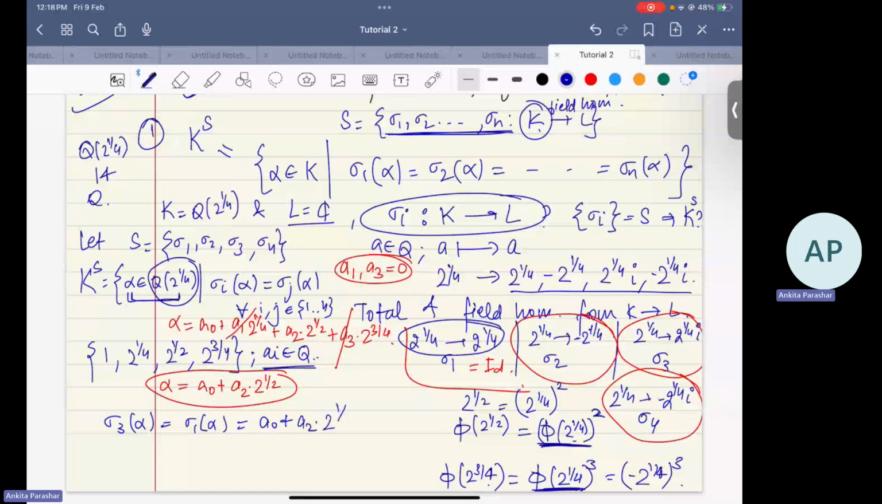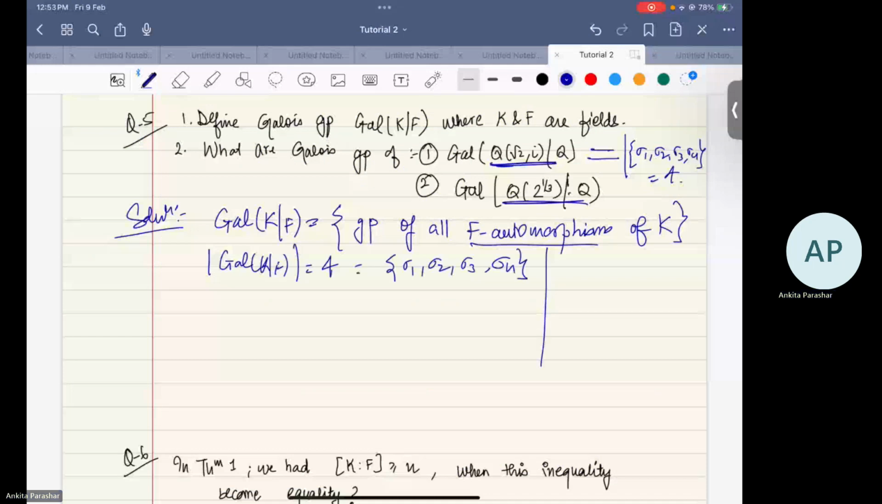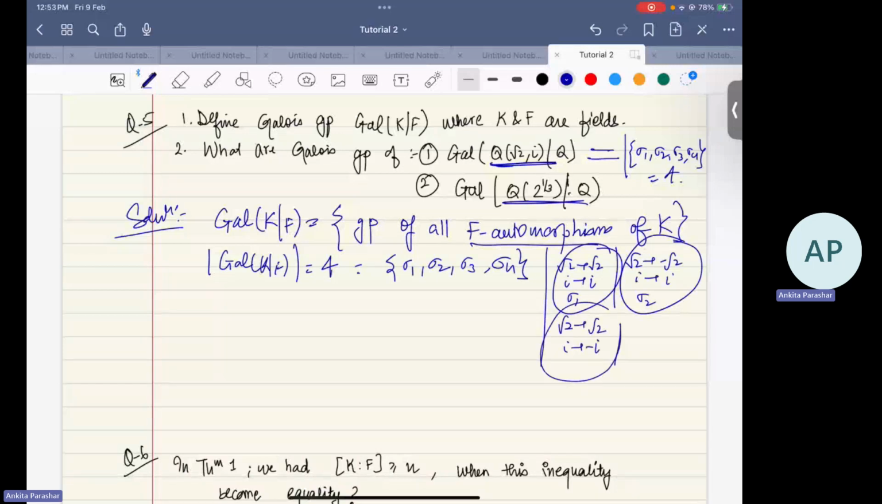Here, the cardinality of this Galois group is 4: sigma 1, sigma 2, sigma 3, sigma 4. I'll write once again. Root 2 going to root 2, i going to i, sigma 1. Root 2 going to minus root 2, i going to i, sigma 2. Root 2 going to root 2, i going to minus i, sigma 3. Root 2 going to minus root 2, i going to minus i, sigma 4.